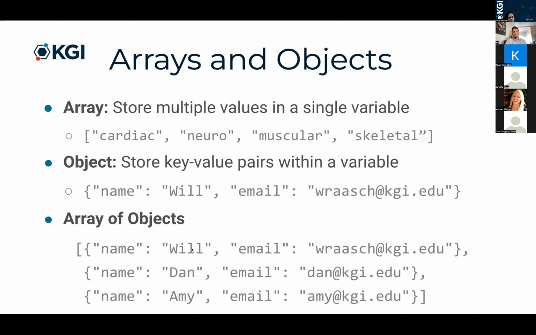So this can kind of approximate an Excel spreadsheet, right? Where each key within an object is a column, and then each object within an array is a row. And that's essentially how a lot of databases are formatted. So in this case, by creating these array of objects, we're creating a database within our code.